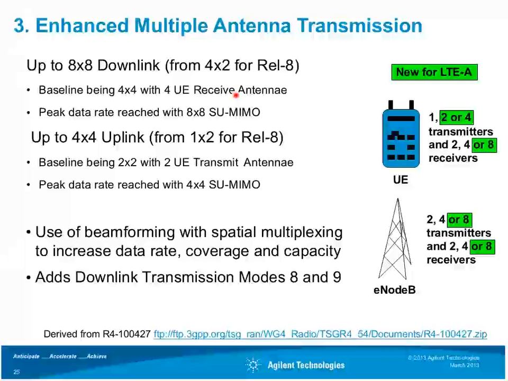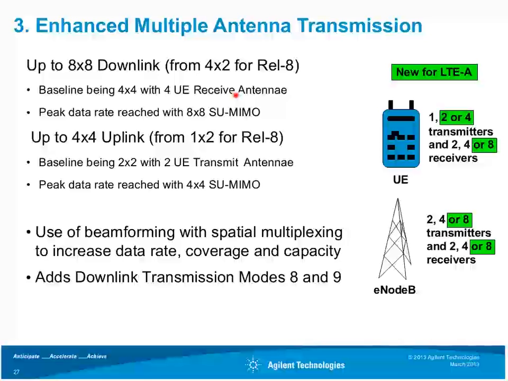Okay, I'm moving on to the third feature of LTE Advanced. It's MIMO. We're adding more to MIMO. It can be up to 8x8 in the downlink with 4x4 as the baseline. And it can be up to 4x4 in the uplink with 2x2 as the baseline. And there's a lot more work happening with beamforming that will give it the advantage of higher data rates or coverage or capacity.